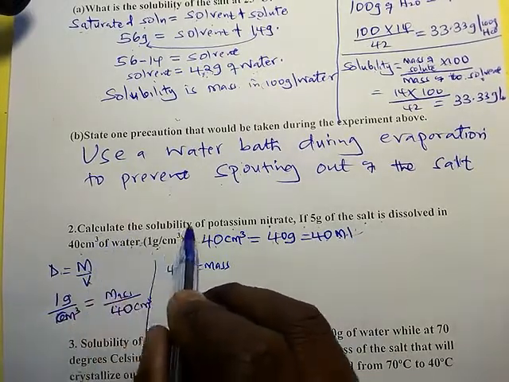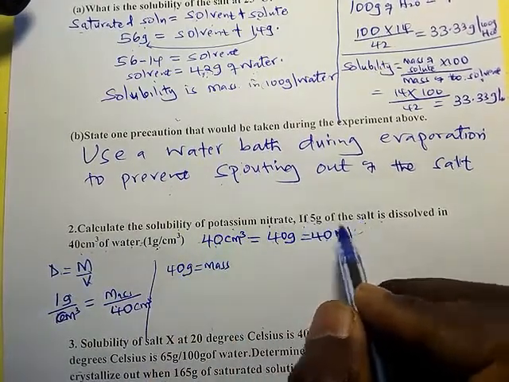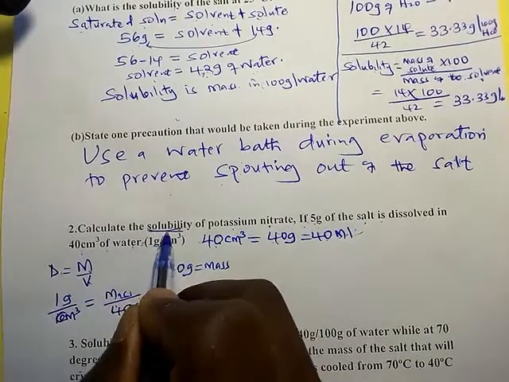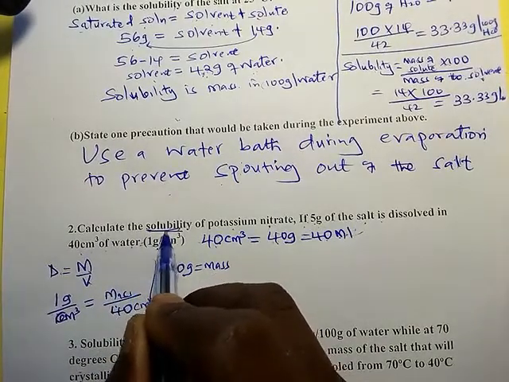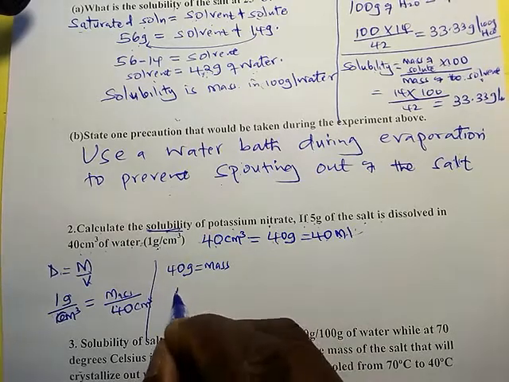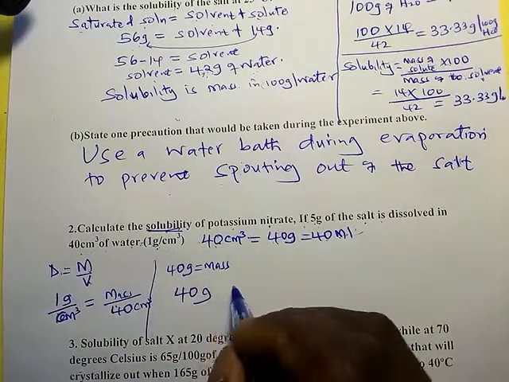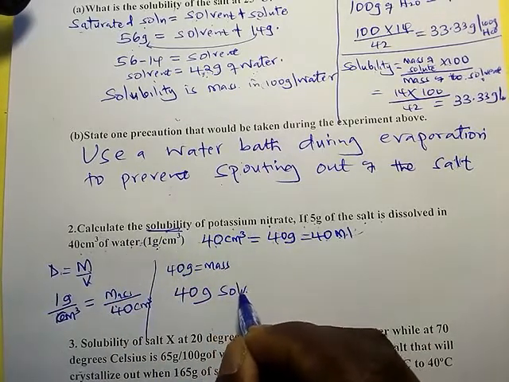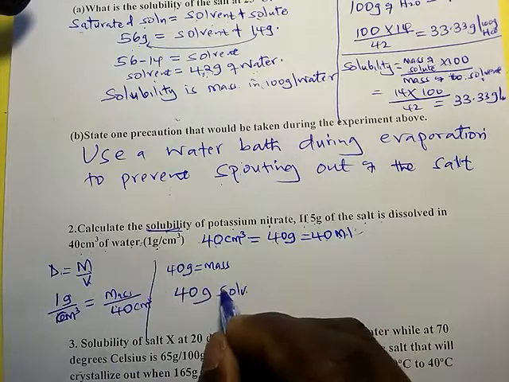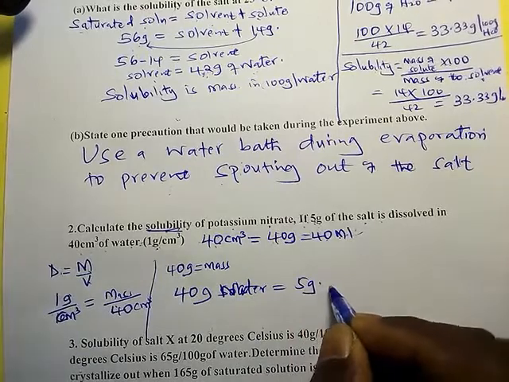Now we want to calculate the solubility. We are told that this volume contains 5 grams of the salt. Solubility is the mass of a solute required to dissolve in 100 grams of the solvent to form a saturated solution. Very important to understand the definition. Therefore, we will ask: 40 grams of the solvent, that is water, that we have been given, will dissolve 5 grams of the solute.